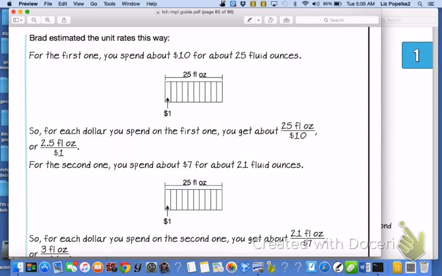Now let's look and see. It says Brad estimated the unit rates a different way. Now he still used the same estimates, but he drew his picture a little bit differently, which is okay. So let's take a look and see what he did. So he said that he gets 25 ounces, and remember that in the girl's picture, each one of these represented an ounce. Well, now he's using them to represent $1. So right away, something's looking a little bit off to me.